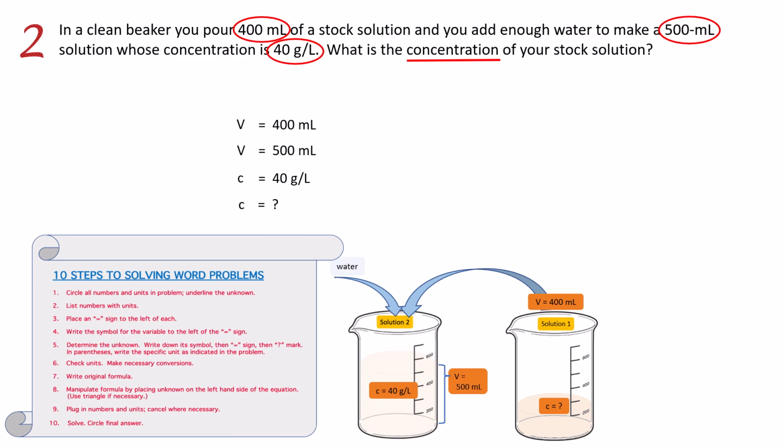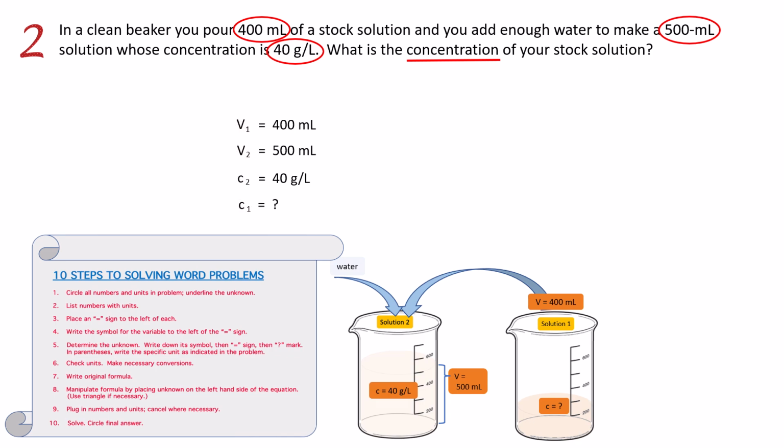Step 6. Check units, make necessary conversions. We don't need to make any conversions, but we do need to differentiate between the two V's and the two C's in the question. We see that 400 milliliters and the unknown go together, so we'll label them with a subscript of 1. And that 500 milliliters and 40 grams per liter go together, so we'll give them a subscript of 2.